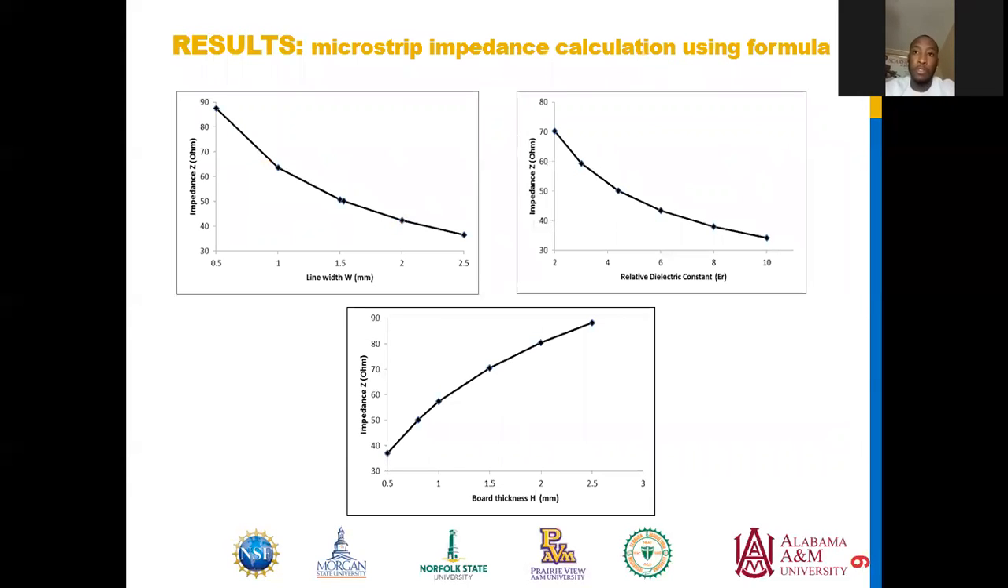And these are the graph results from the microstrip impedance from the previous Excel slide. The top left, we have the line width. As that increases, our impedance decreases. The top right, as the relative dielectric constant increases, the impedance decreases. And the bottom, as our board thickness increases, our impedance increases, and all is measured in millimeters.